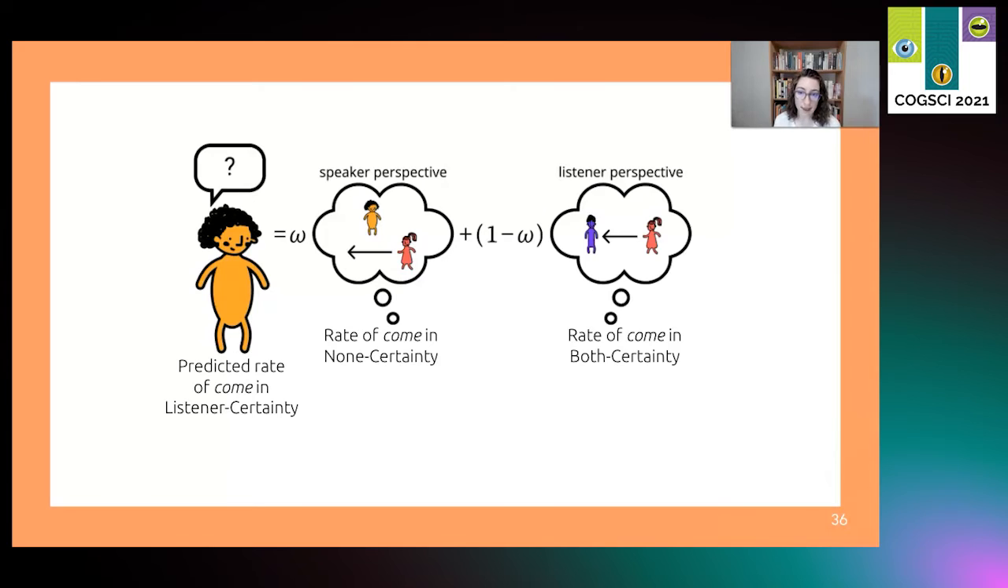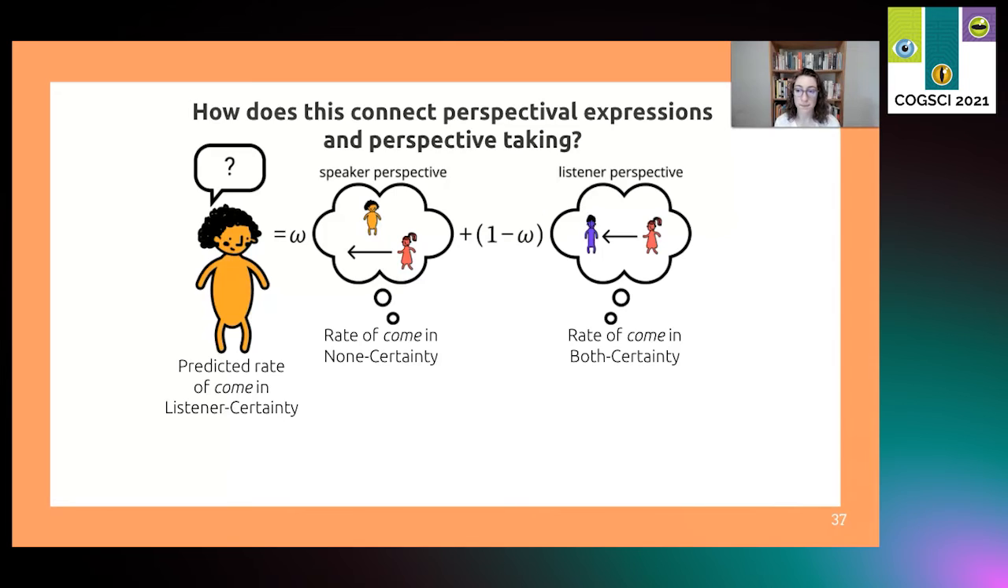We can plug these values back into the equation from before to make predictions for the conditions of interest. For example, in the listener certainty condition shown here, the speaker is not at the destination and the listener is, and we model use of come in this combination as a weighted combination of the rate of come in the none certainty condition and the both certainty condition.